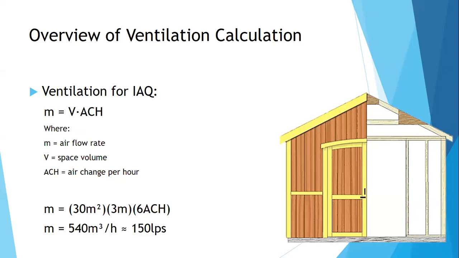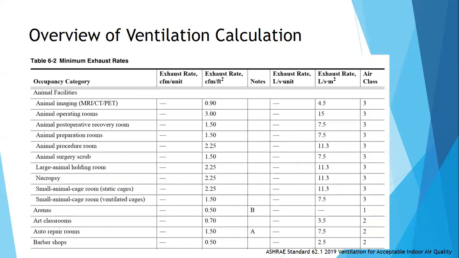Aside from our wood shop, there are also other areas that require ventilation. These areas are specified by ASHRAE standard 62.1. Again, this one is Table 6.2. Here, on this table, it will tell you the exhaust rate or the fresh air rate, exhaust rate, fresh rate, almost the same. And it will also give you the air class. This air class we will discuss later.